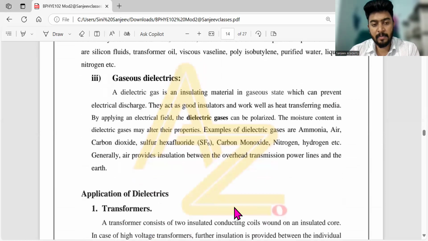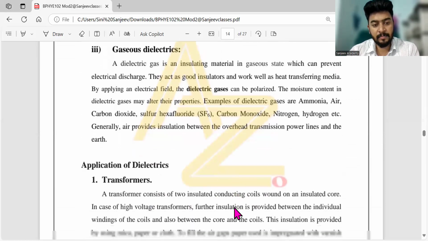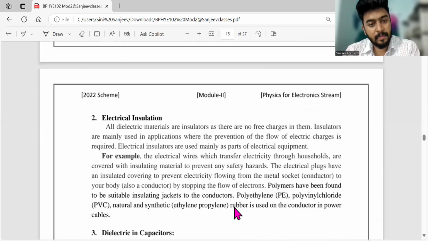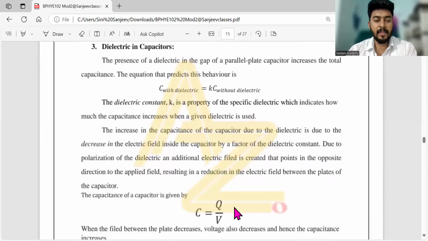Read the examples for solid, liquid, and gaseous dielectrics. Applications of dielectrics, read it: transformer, insulation. Just remember only one thing, dielectric is nothing but an insulator. It does not allow the current to pass through it.